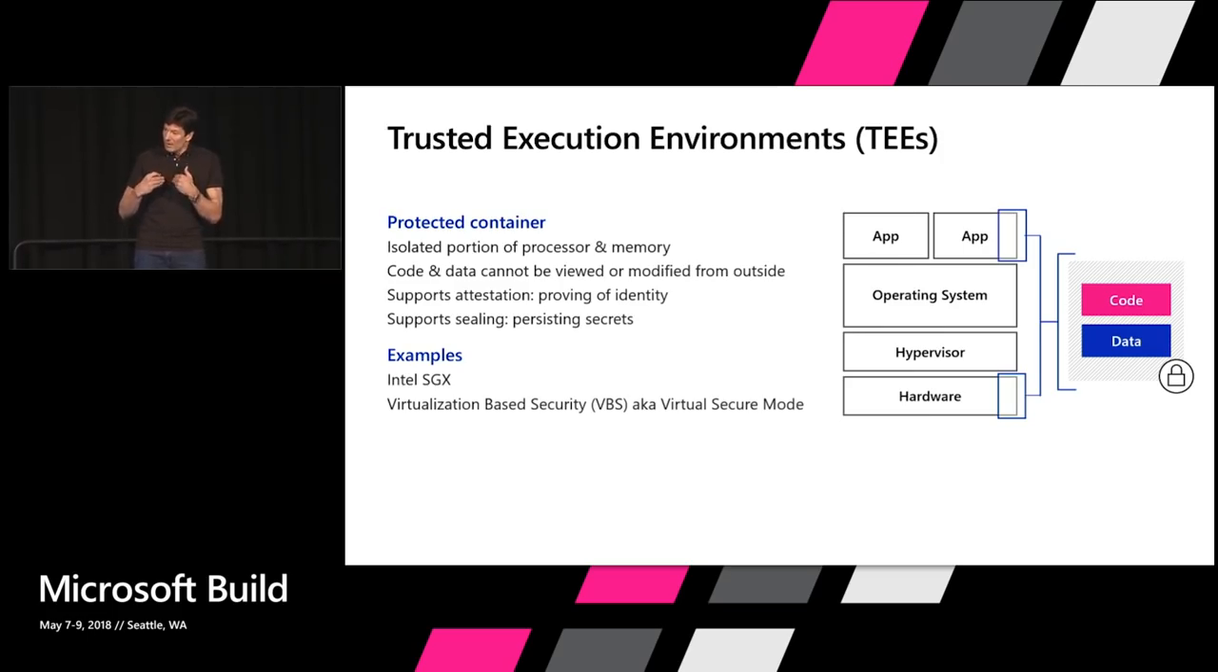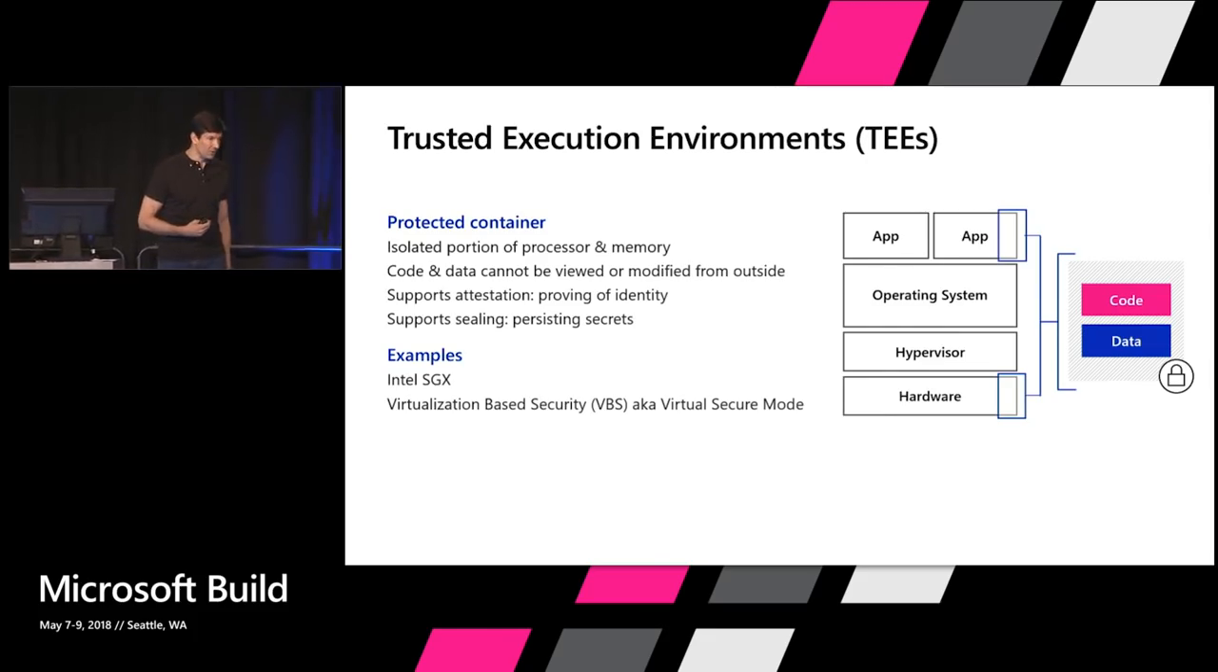These enclaves can attest, or produce assertions from the processor, as to what code they're running inside them. That way you can establish trust with that piece of code and know that it's okay to release your secrets to it, so that it can decrypt data in the cloud and process it without risk of those kinds of problems I just described.